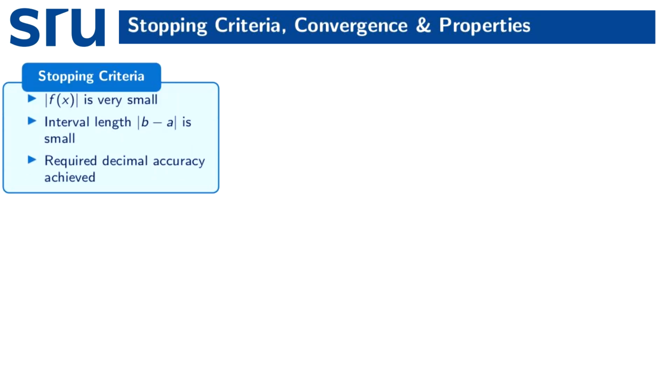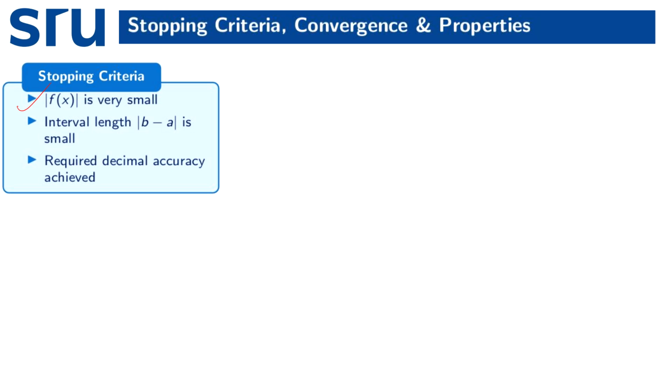First, let us understand the stopping criteria. When we apply the bisection method, we cannot continue infinitely, so we need some conditions to decide when to stop. There are commonly three conditions which we use as stopping conditions. First condition is that the mod of f of x is very small, or you can say that the value of the function is very small. In that case, we stop. This means we are very close to the root.